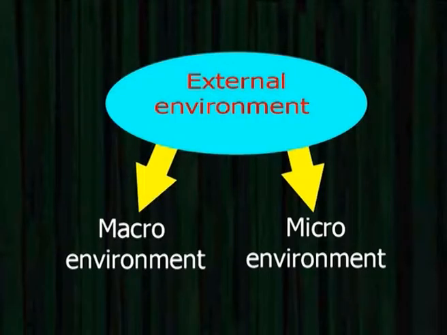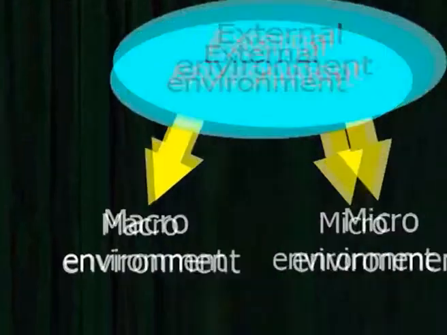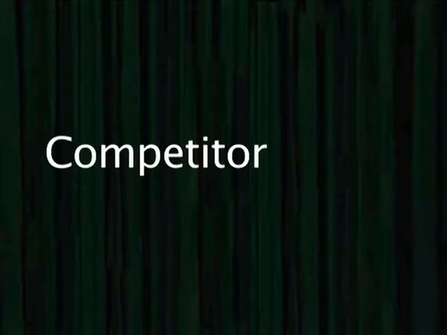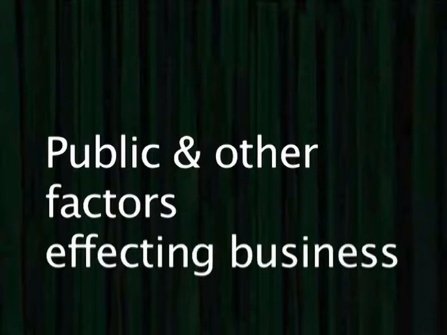Business environment is comprised of internal and external environment. The internal environment we discussed earlier in the last lecture. So, let's have a quick view of the components of external environment. The external environment is subcategorized into macro and micro environment, as you can see in this diagram. Micro environment is categorized into customers, suppliers, market intermediaries, competitors, public, and other factors affecting the business.